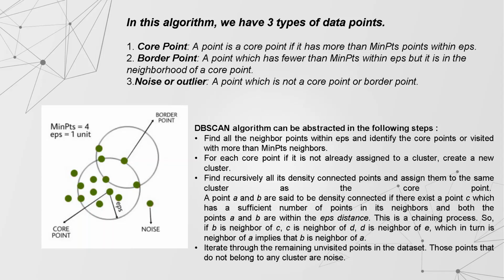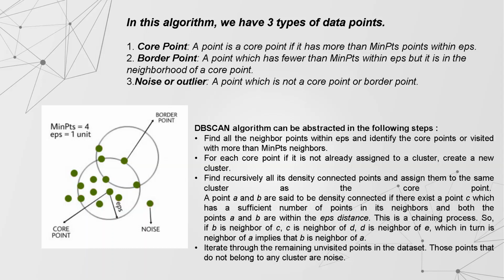Here in this algorithm, we have three types of data point. First is the core point, second is the border point, and the third is the noise or outlier. A point is a core point if it has more than MinPts within EPS, while a border point is a point which has fewer than MinPts within EPS but is in the neighborhood of a core point. And lastly, the noise or outlier is a point which is not a core point or border point.